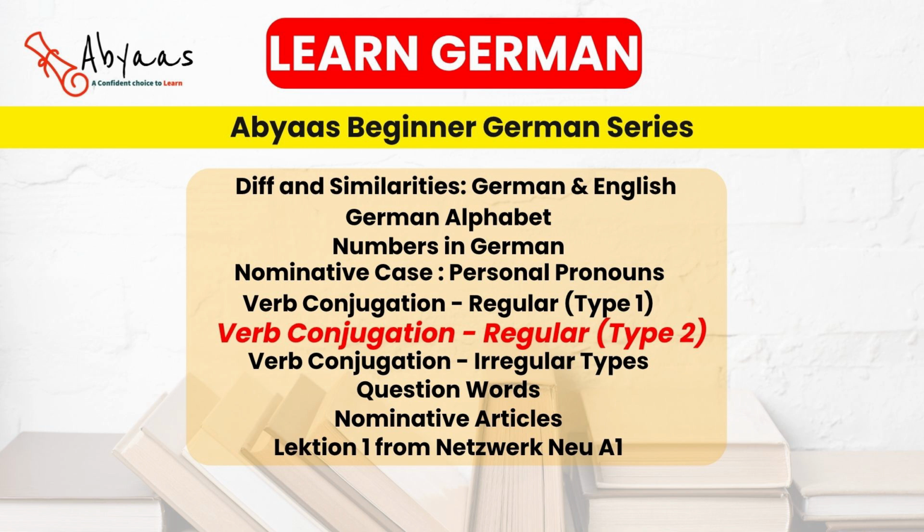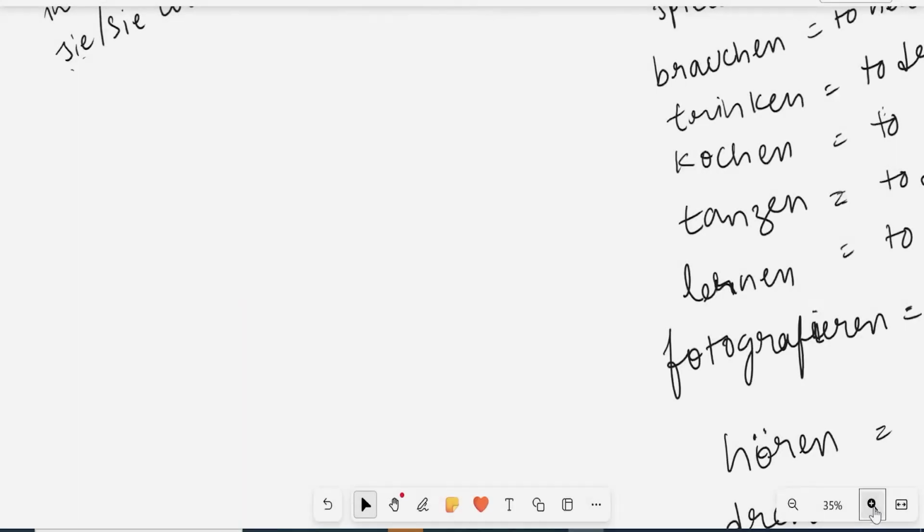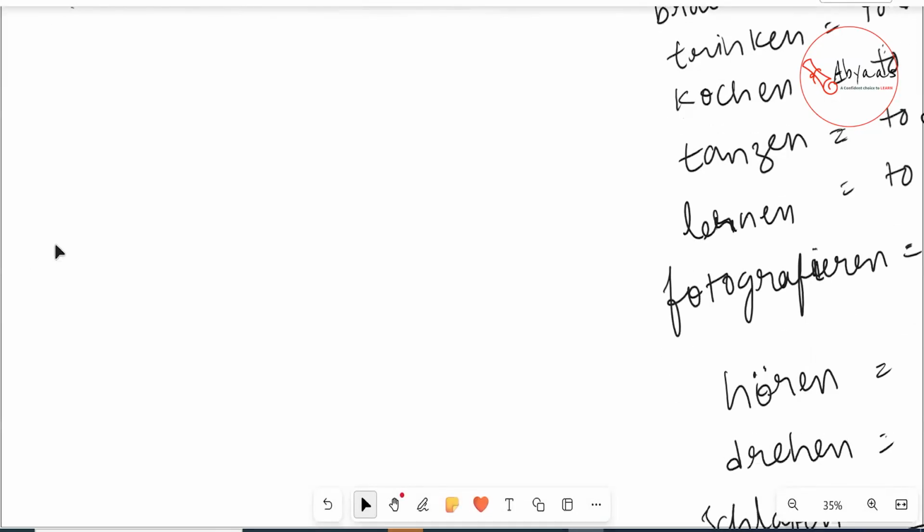Now that you have learned type 1 verbs, let's level up with type 2 regular verbs. These follow similar patterns, but with small changes you need to master. Don't worry, we'll keep it simple. Let's go. So what happens in the case of the second type? Even the second type is a regular verb.